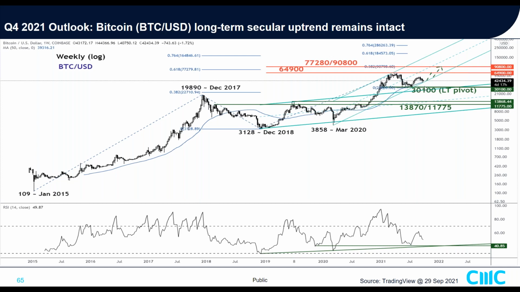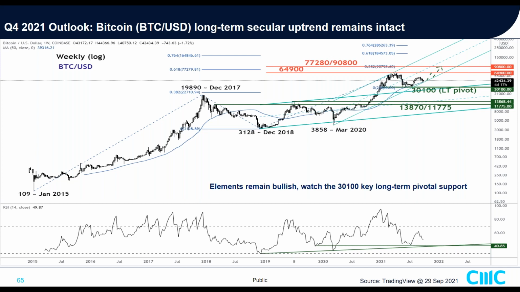So as long as this level holds, the bias still tends to be on the bullish side. However, if there is a weekly close below 30,100, definitely all bets are off. We will start to go back down towards this former range resistance, now turned pullback support, at the 13,870/11,775 level. Okay, so this is for Bitcoin.